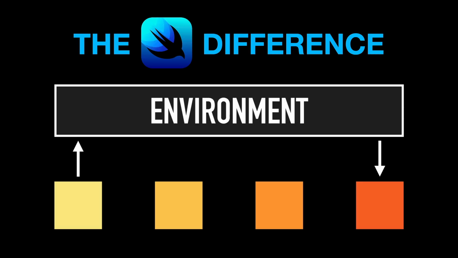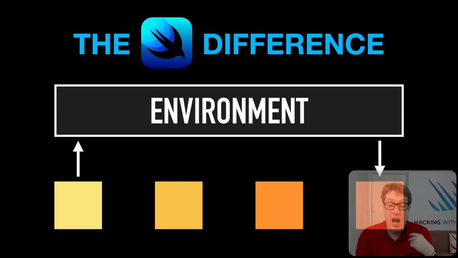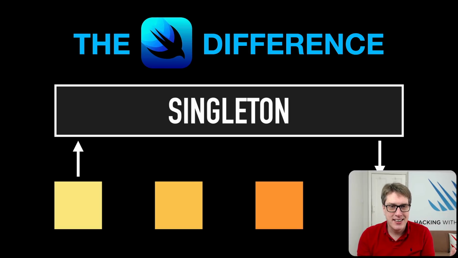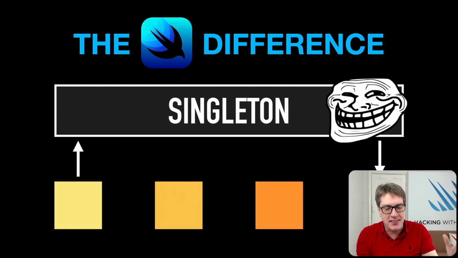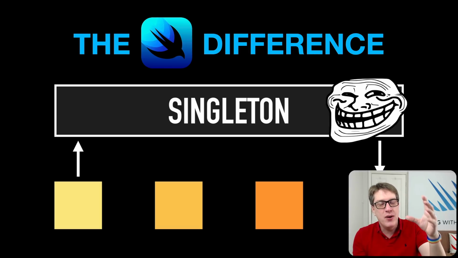And SwiftUI calls this the environment. I call this a singleton. And now, having watched this talk, you'll now also call it a singleton. Because that's right, global variables are back, and better than ever. SwiftUI has a really new, exciting solution, but it's still just a singleton.